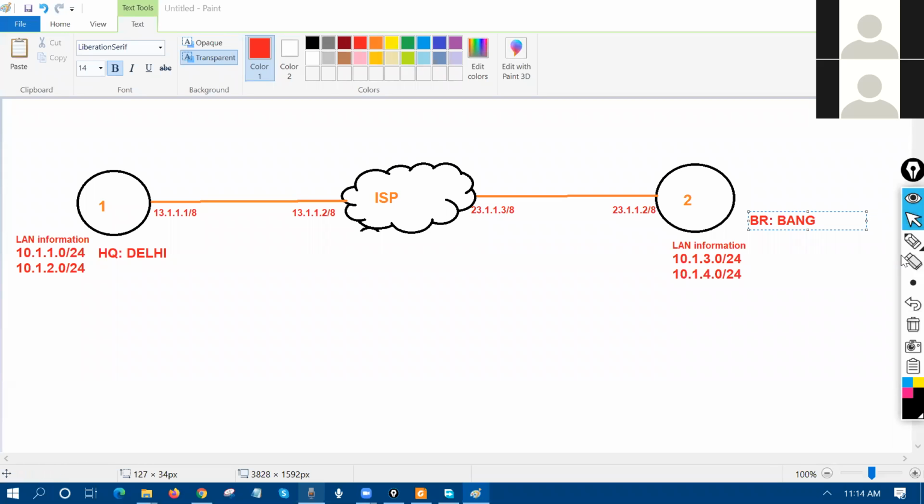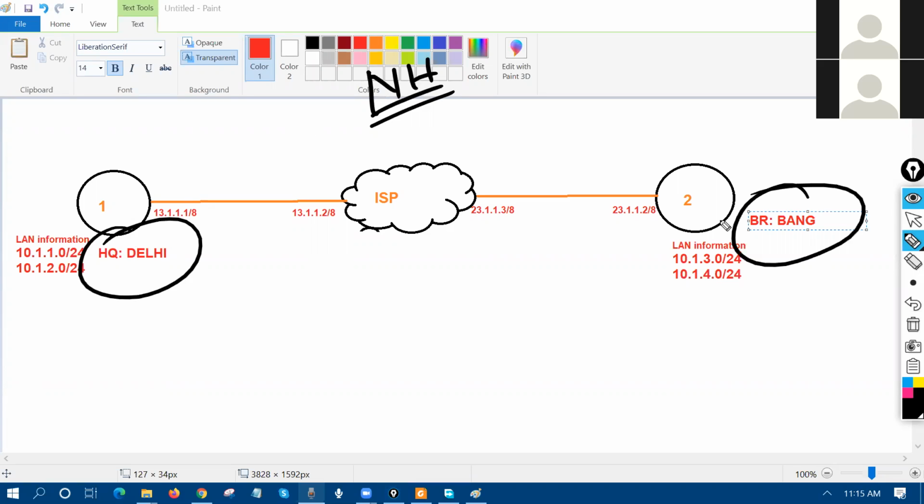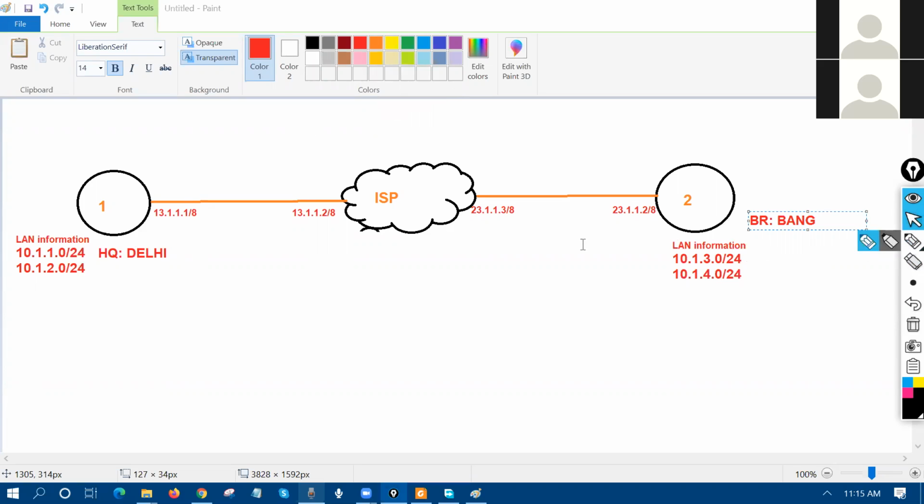So guys, take the example of a company, Network Home, which has two branch offices. One is the headquarter in Delhi, and we have a branch office in the Bangalore location, right? Now try to understand: if I want to provide communication between these two locations, what do we have to do?